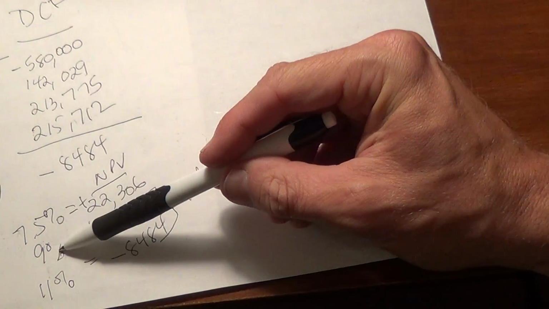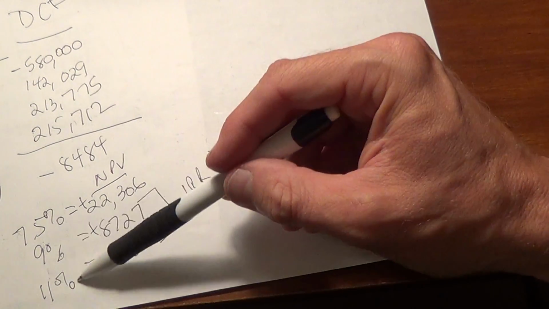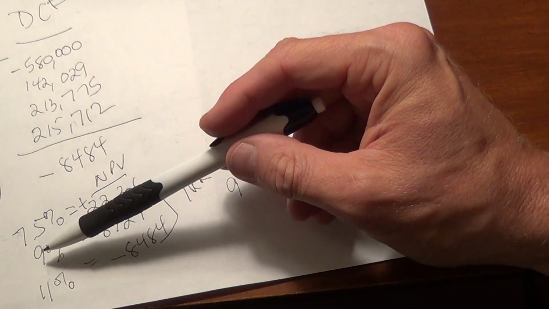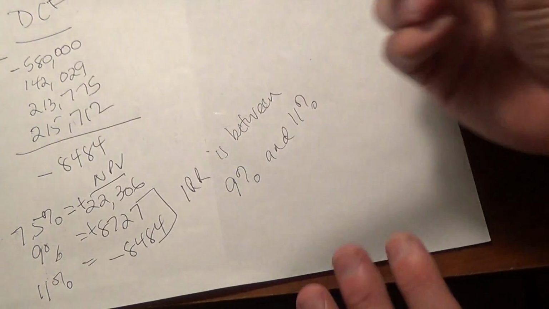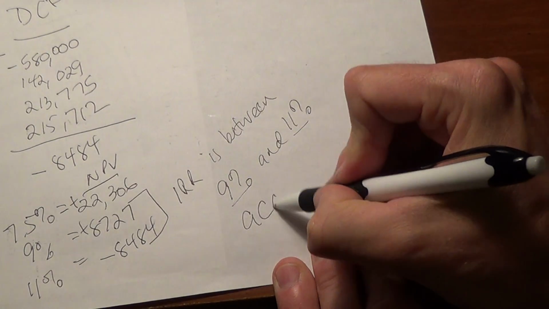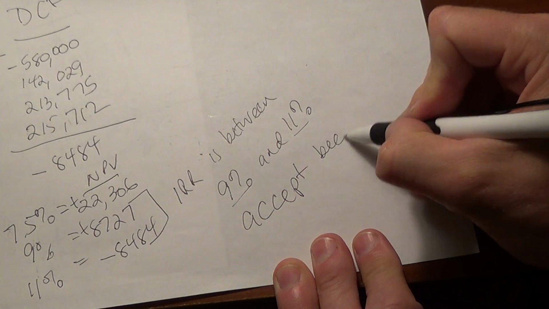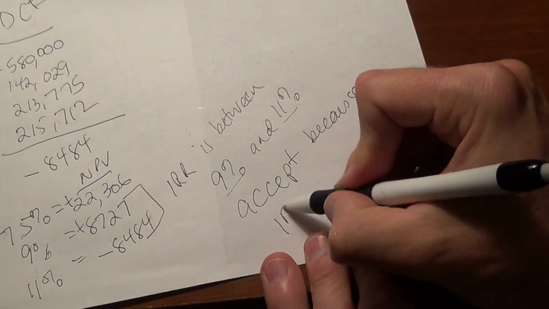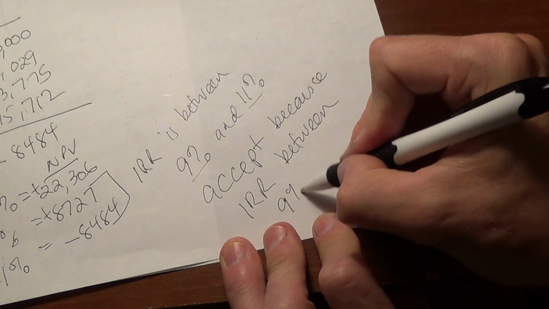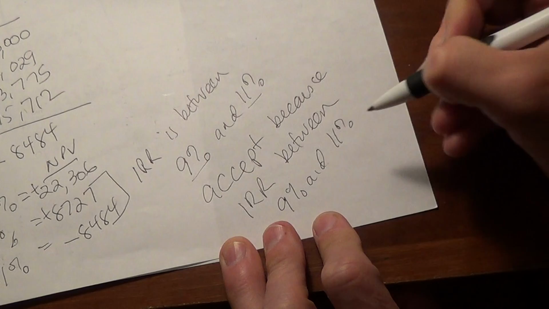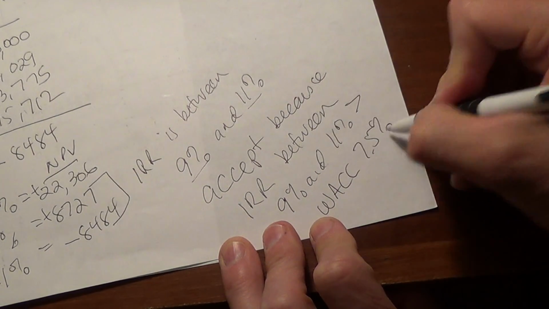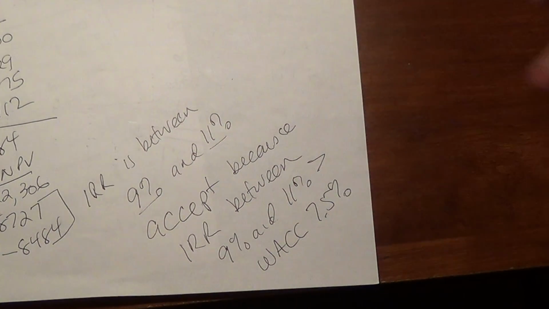If the first number you try gets you right close to 0, you don't need to try more than twice. But on the exam, try at least 2 numbers. Unless you get it just perfectly right the first try, try at least twice. And since we know that our IRR is between 9% and 11%, we can accept the project because the IRR between 9% and 11% is definitely greater than our cost of capital of 7.5%. And so in that case, the project is acceptable.